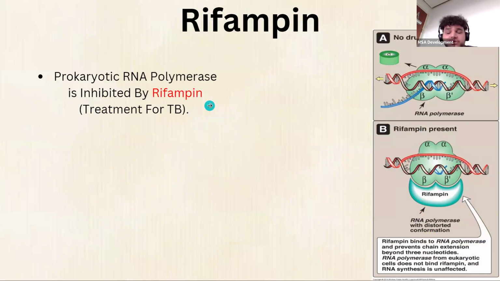Another important thing: we said alpha amanitin inhibits RNA polymerase 2 in humans, in eukaryotes. In prokaryotes, we have something called rifampin. Prokaryotic RNA polymerase is inhibited by rifampin, which is a type of drug that we give to patients with tuberculosis, or TB. You don't need to know more details, just know that rifampin can inhibit RNA polymerase for prokaryotes. It does not affect RNA polymerase for eukaryotes. That's why it's an effective drug. It will not kill us, however, it will kill the bacteria. Okay?